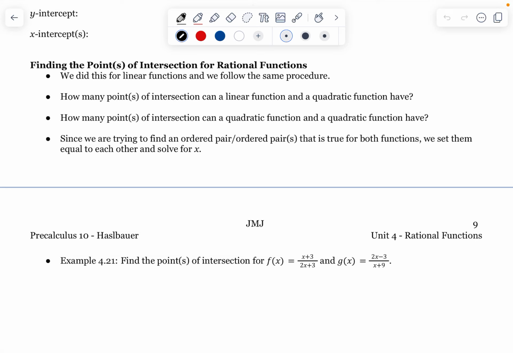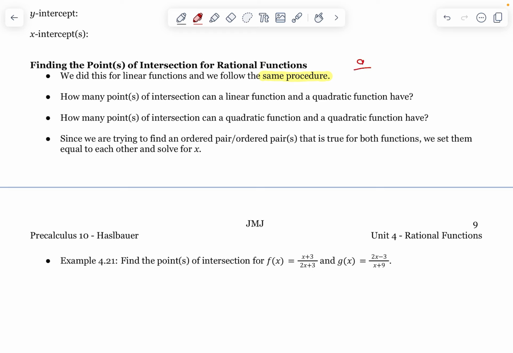Okay, gentlemen, we're going to take a look at points of intersection for rational functions. So you can see here in the notes, I'm on the bottom of page 8, right before the top of page 9. You had an example like this on the classwork the other day. For linear functions, we do the same thing, right? Which is setting them equal to each other and solving. Same exact procedure. Set them equal to each other and solve.